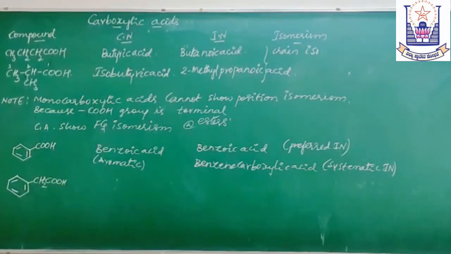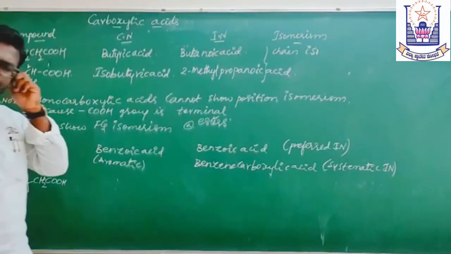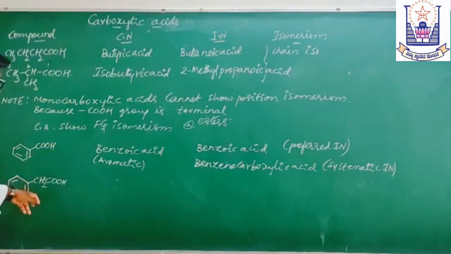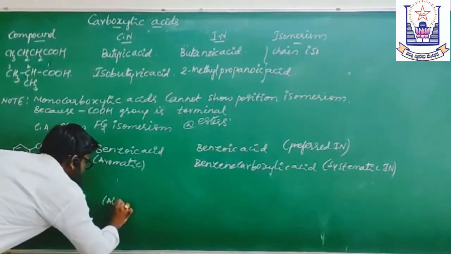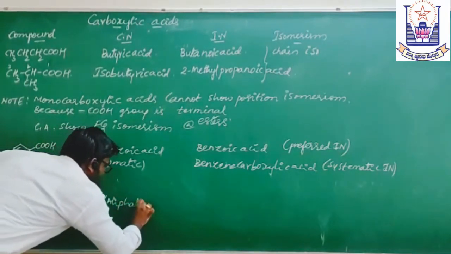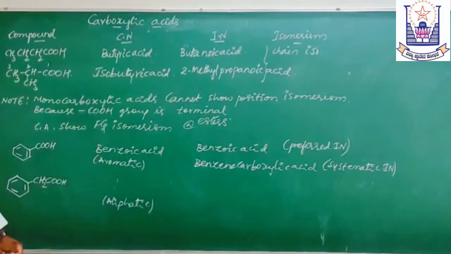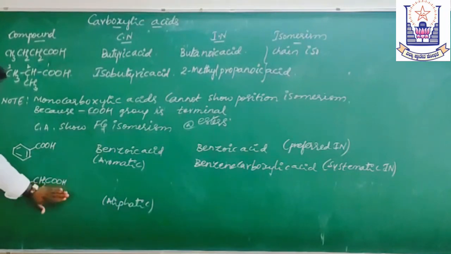Okay, so this is one more compound. Now tell me whether it is aromatic or aliphatic. The COOH group is present on the open chain, not directly linked to benzene. Therefore, it is not aromatic. It is aliphatic. It is an aliphatic carboxylic acid because the COOH is not directly present on the benzene. It is present in the open chain.